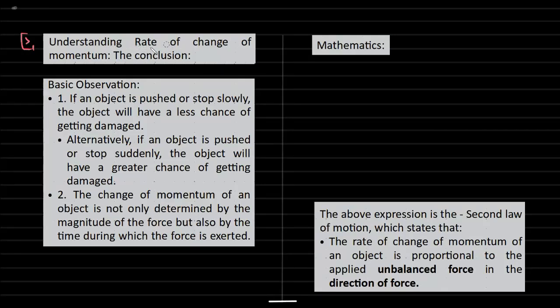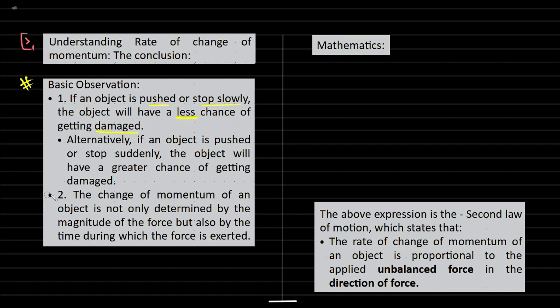Understanding the rate of change of momentum, the conclusion. So whatever we saw experimentally, let's have a look at it as a whole. If an object is pushed or stopped slowly, the object will have less chance of getting damaged. If something is pushed or stopped slowly, the damage that we see is less, right?